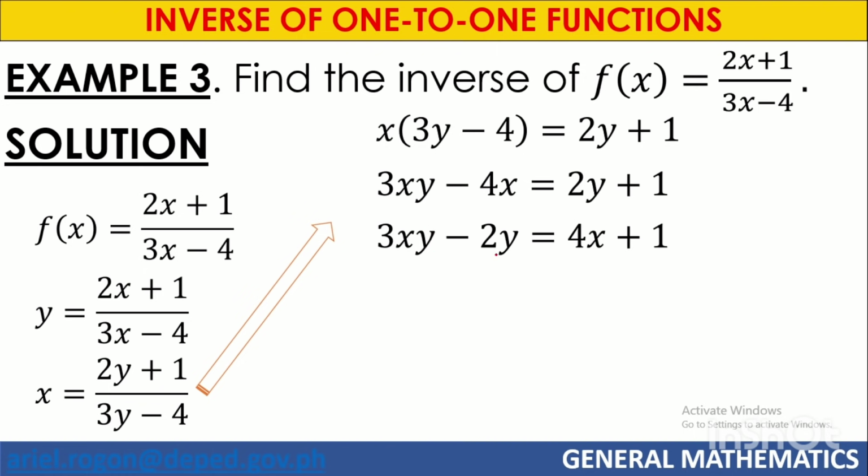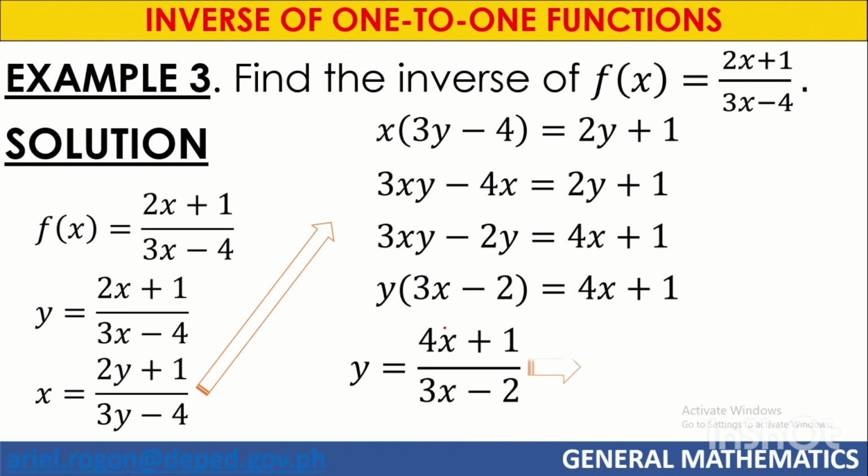Para ma-solve natin si y, ilabas natin si y dito. Divide natin tong dalawa sa y. So, ano mangyayari? 3xy divide y. So, 3x na lang matitira. Minus, copy the sign, 2y divide y is equal to 2. Equals, copy 4x plus 1. Again, since y ang sinusolve natin at may kasama yung y natin na 3x minus 2, i-divide natin both side by 3x minus 2. So therefore, kapag dinivide natin sa 3x minus 2, ang matitira na lang is y.